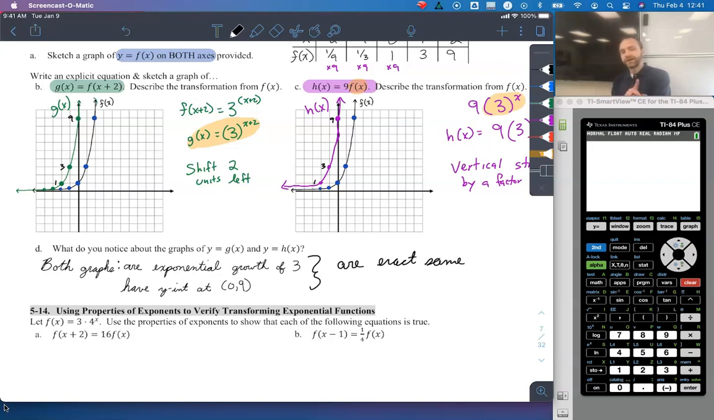But one thing we do need to realize is in order to do that, we have to look at certain characteristics. So I didn't just go, yep, they look the same. I had to check, are they going through the same points? And a really good one to check is the locator point. And for an exponential, it's the y-intercept that's your locator point. It's also, when it's exponential, important to check the growth factor.